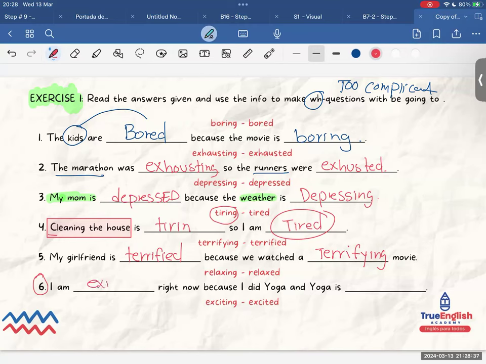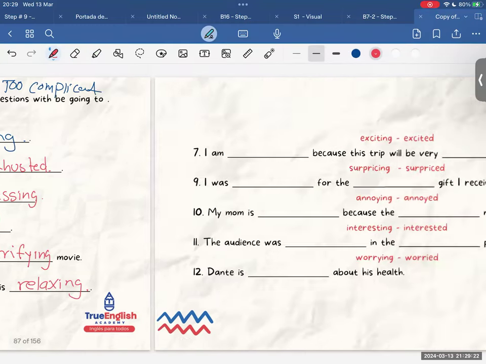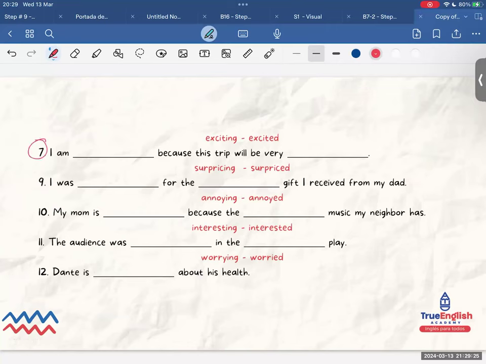Ready, Ricky. I am excited. I am excited, exactly. For now, because I did yoga and yoga is exciting. Oh, I'm sorry, mister. Estos son los verbos de esa oración. Los de abajo son para la otra. Okay, I am relaxed. Yes. Right now, because I did yoga and yoga is relaxing. Excellent. Excitado, Ricardo. Excited. Right? Para esto es excited. Y no es excitado, es emocionado. By the way.